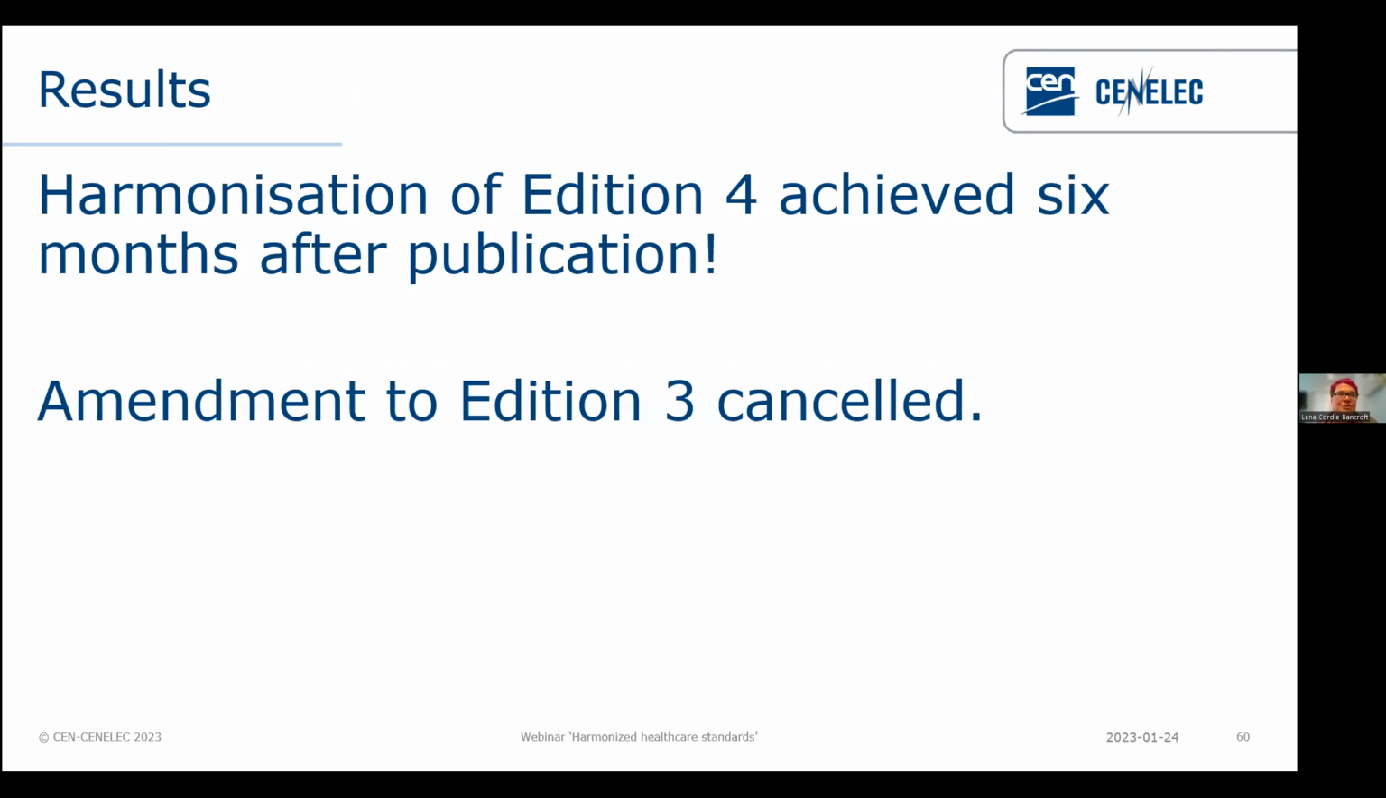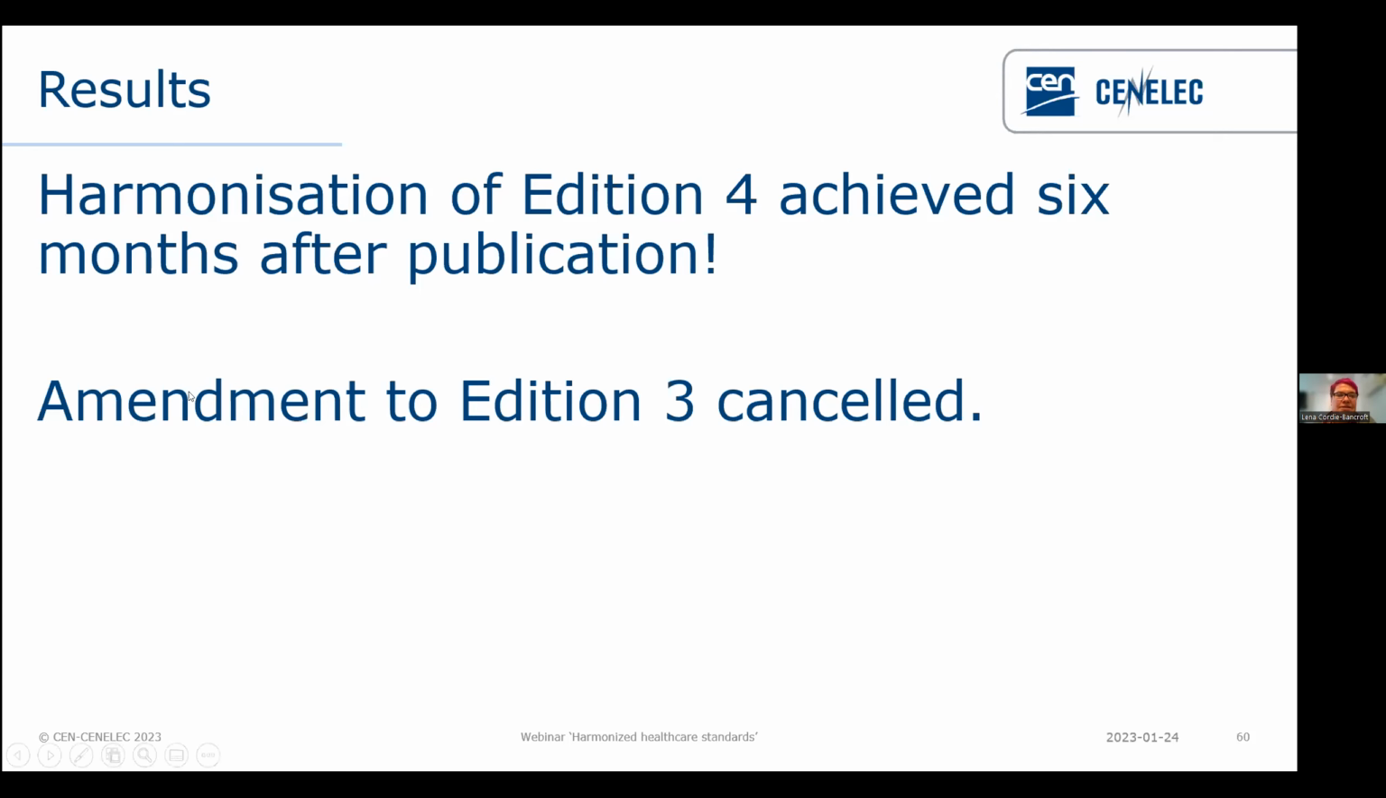So the final results were good all around. We had harmonization of edition 4 of ISO 15223 Part 1 within 6 months after publication of the standard. So we thought that was a great success. Even though it was a little delayed, we all had aspirations that we would get that out prior to the MDR and IVDR going into force. Well, we did beat the IVDR, so it was positive.